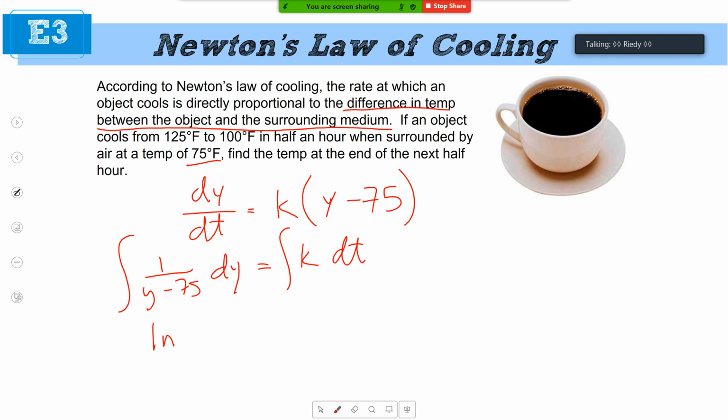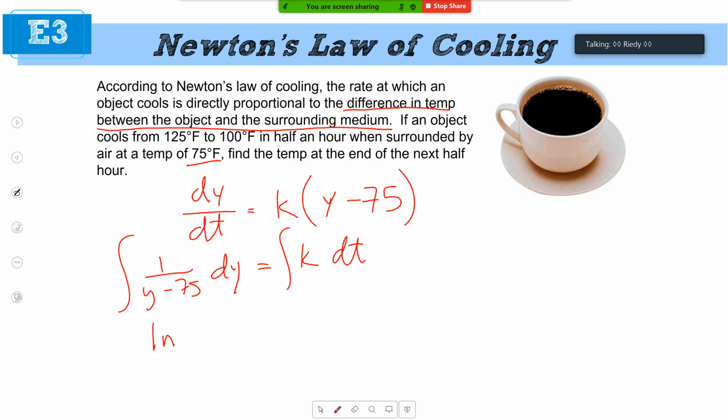Can the temperature of the cup get any colder than the temperature of the room if it's just sitting there? So we're going to apply a little bit of logic here. If you're not sure, just leave the absolute value in there. But it's a lot easier to solve the problem if you can get rid of the absolute value. The answer to my question is no. The cup cannot go colder than the room or the medium that it's in.